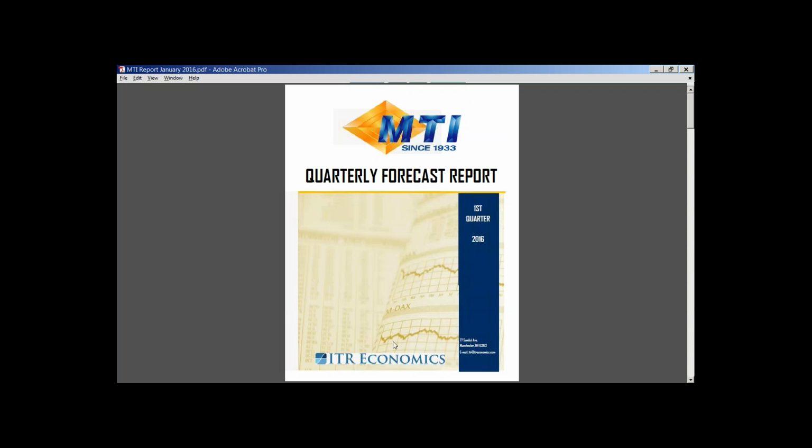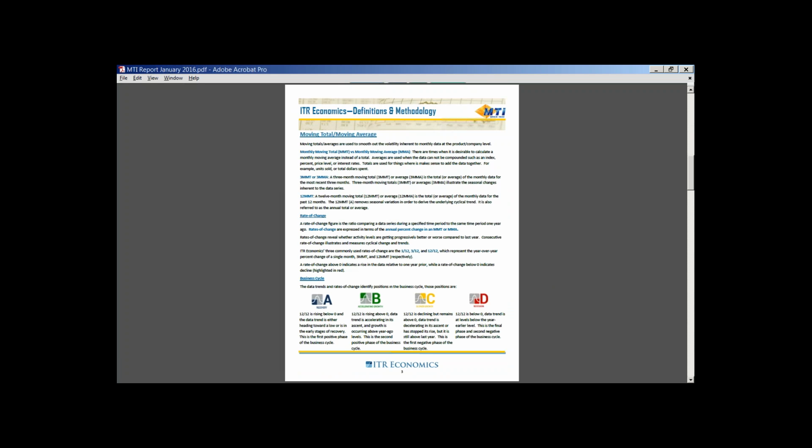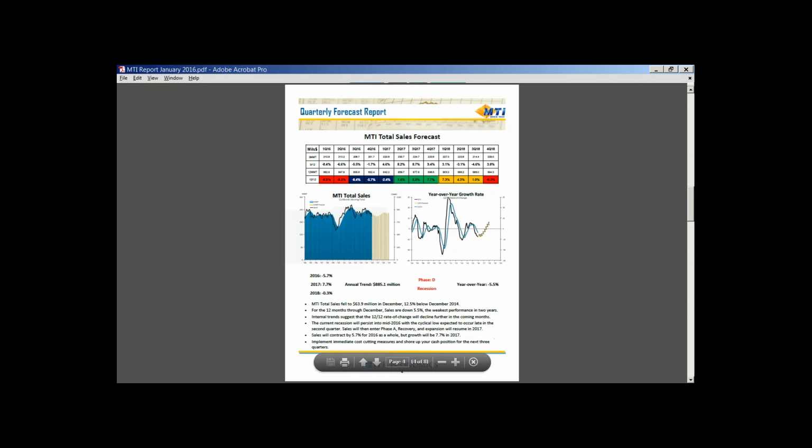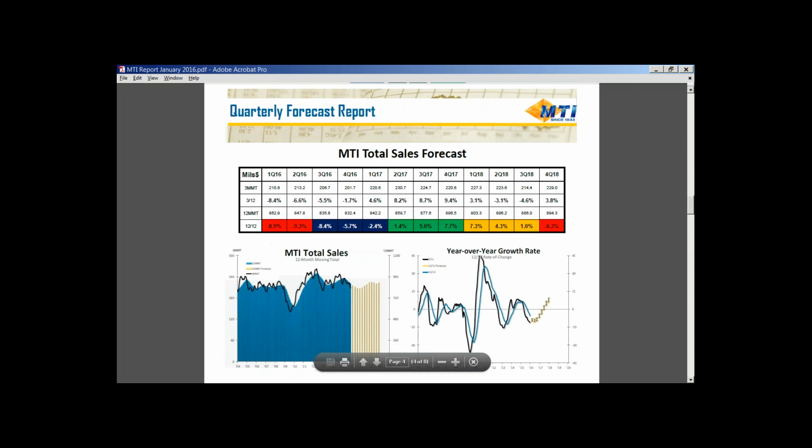The way that the report is structured is you have your title page, you have the table of contents on the second page, and the third page lists and reminds you of those definitions, the 3 MMT, the 12 MMT, the rates of change definitions that I covered with you today, as well as what the phases of the business cycle represent. The real meat of the report starts on page 4. So I wanted to review that with you in a little bit more detail.